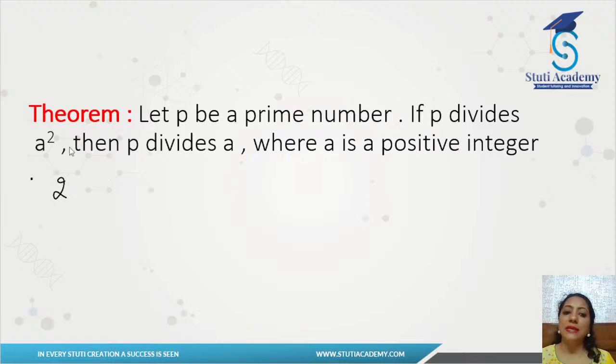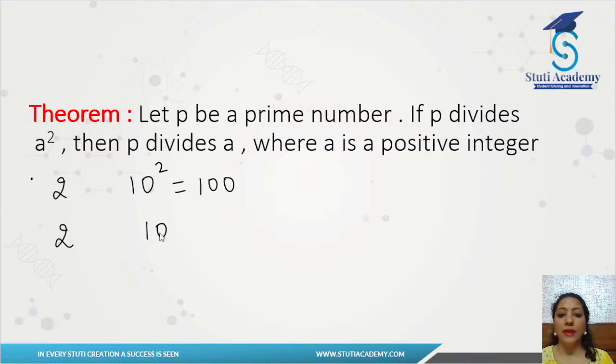If P divides A square, so let us say that 2 divides 10 square. 10 square is 100. We know that 2 divides 100. 100 is completely divisible by 2. So if 2 divides 10 square, that is 100 actually, then can we say that 2 divides 10 also? Yes, 2 divides 10 also. 10 is divisible by 2. So this holds for any positive integer and for any prime number P. So if 2 divides 10 square, then 2 divides 10 also.